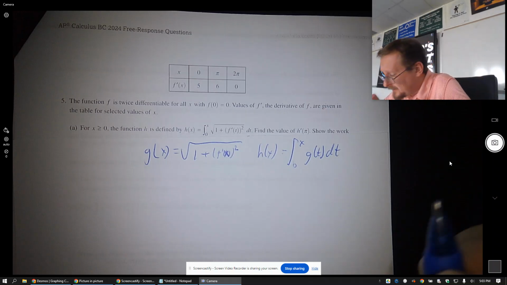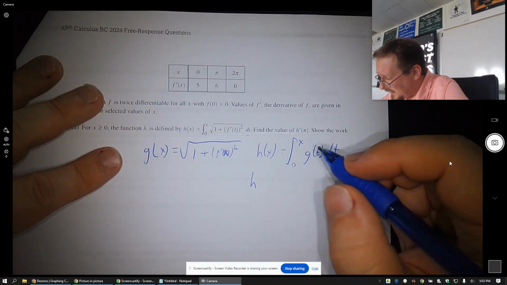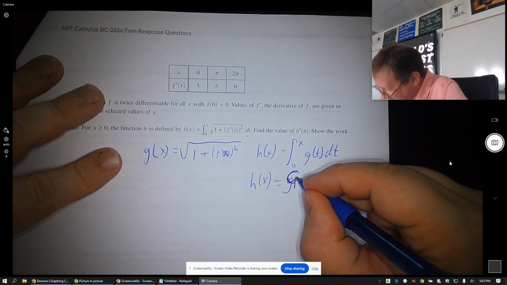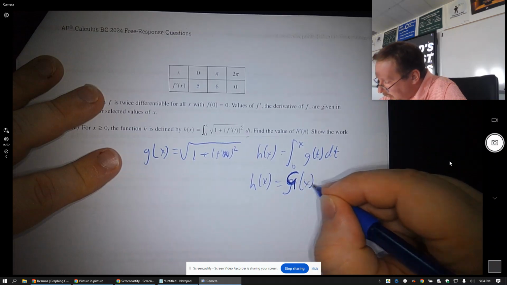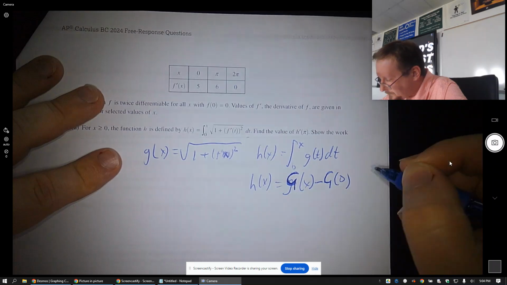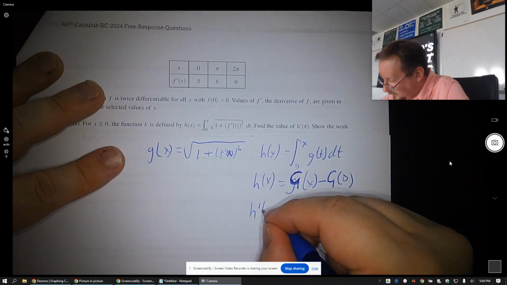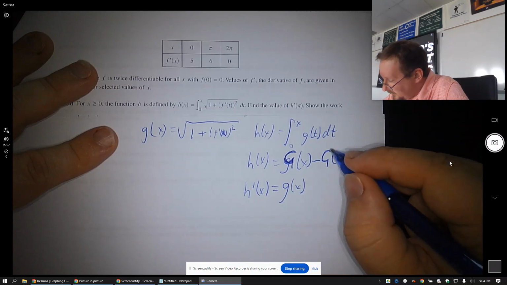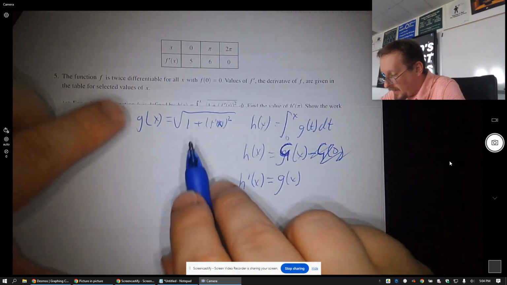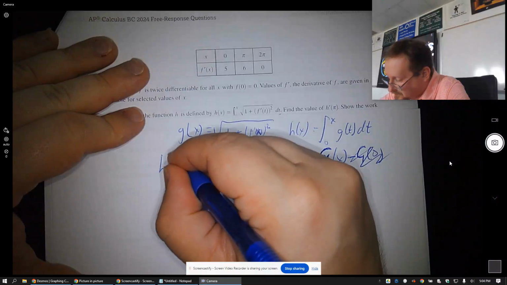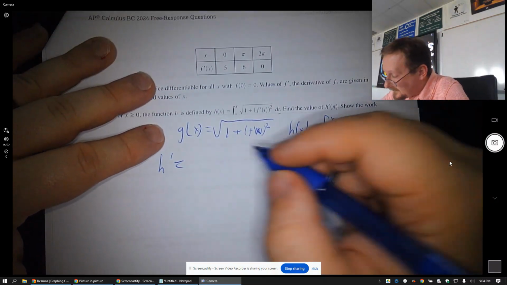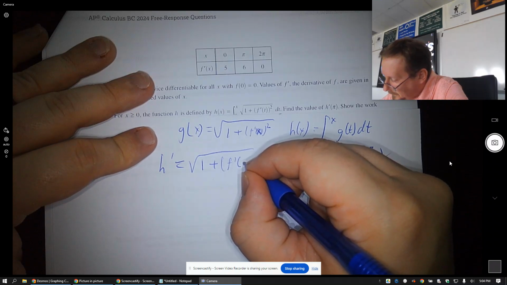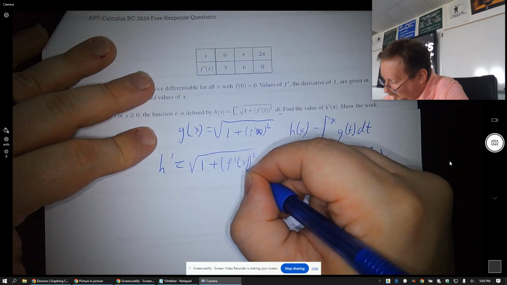I can never remember the fundamental theorems of calculus. Stop making fun of me. Okay, so that means that h is big G, the antiderivative of g, or one of them, minus big G at 0. So if I take the derivative, then this goes back to g, and this is a constant that's going to go away. Now, what did I say g was? It was this. So I've just proven to myself, because I can never remember this, that h prime of x is the square root of 1 plus f prime of x squared.